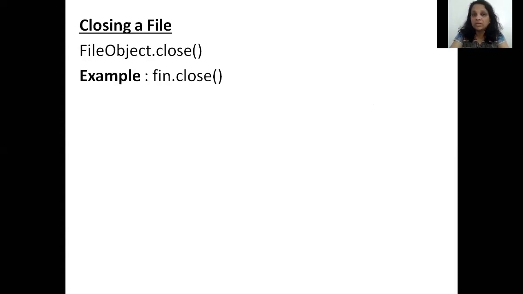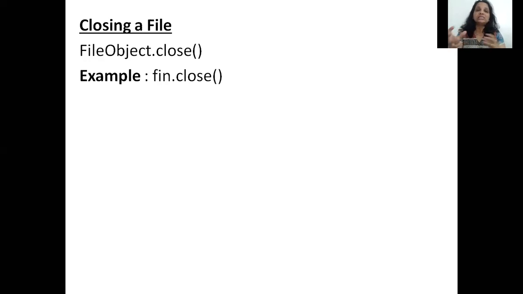I told you the only time we would probably be specifying the file name is when we are going to open it. After that, whenever I use that file, I'm not going to be referring to the file with its name, but I'm going to be referring to the file with the object that was used to open that particular file. So if fin was used to open a file named sample.txt, then what does fin.close mean? That you're closing the file sample.txt.